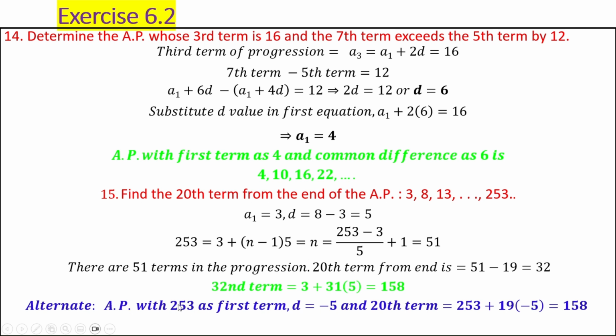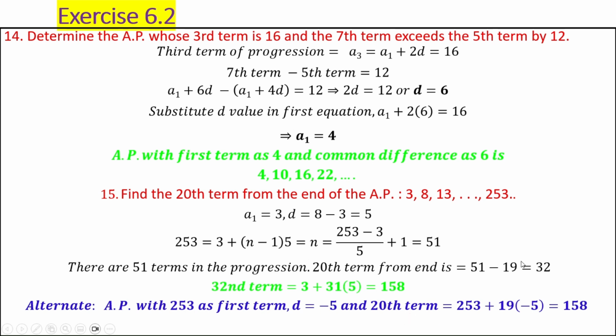Alternatively, we construct an AP in reverse basically. Okay, I assume that 253 is the first term, and d is equal to, instead of 5 it will become -5 because it is decreasing now. And the 20th term is what we need to find, because we are finding 20th term from the end of the original AP, right? Now if I reverse it, it will come from the beginning, 20th term. So 20th term from the beginning is 253 plus 19 into -5, which is equal to 158. Okay, same.